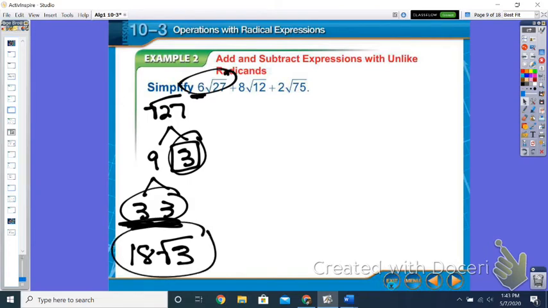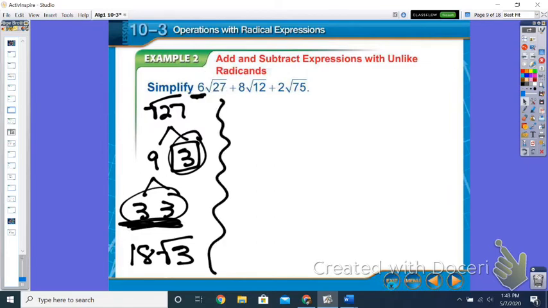So we went from 6 root 27 to 18 root 3. Those look very different, but if you would pick up your calculator right now and type those in, 6 square root 27 and 18 square root 3, you would get the same answer. You'd get the same decimal, because those are really equal to one another, even though they don't look the same at all. Okay, so I'm just going to do a little divider here for now. Let's do the next one.